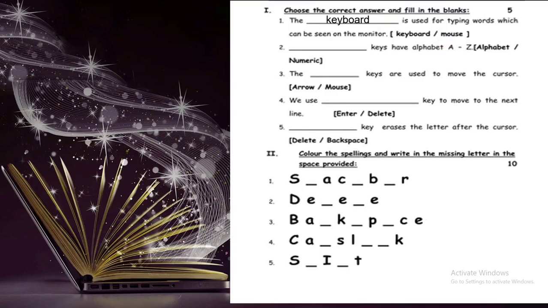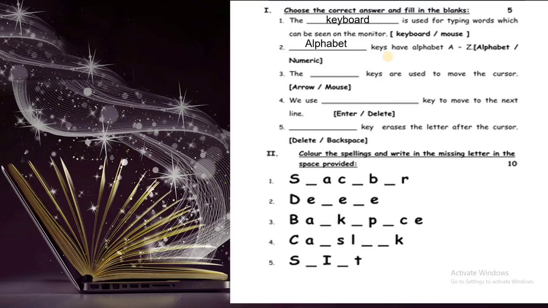Now see the second blank. The dash keys have an alphabet A to Z. The given options are alphabet or number. So easy, right? Because the name suggests alphabet, and the answer is alphabet. Correct? Now see the third blank.